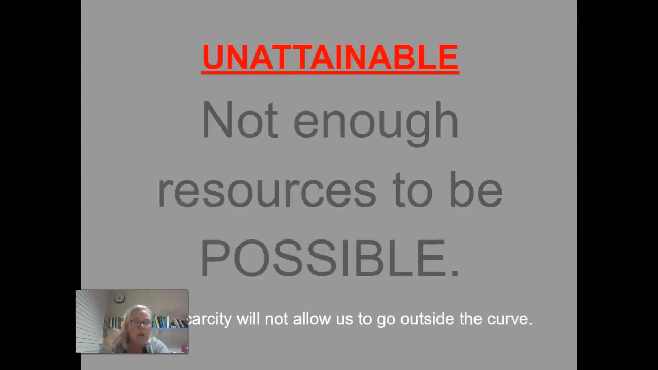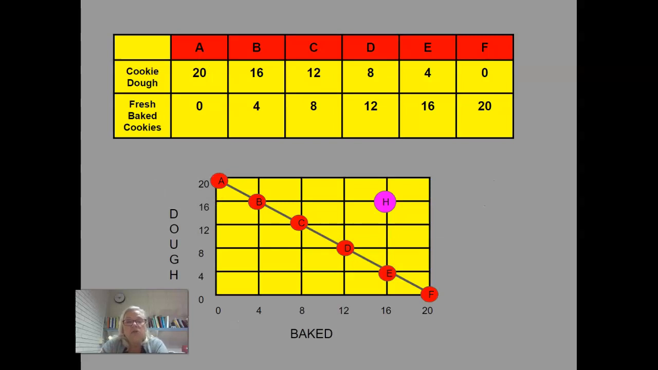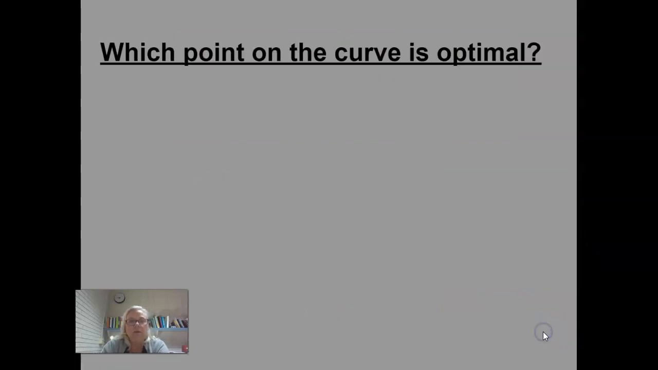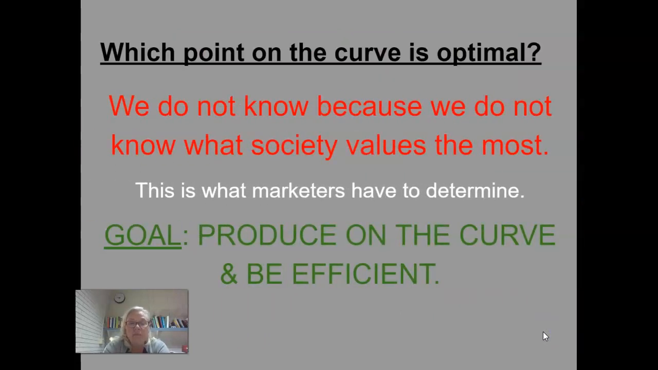Unattainable. This is when we have scarcity that will not allow us to go outside of the curve. So we maybe think we want more of the resource, but we can't have it. So if we look at point H here, we don't have enough cookie dough or enough baked cookies to make 16 balls of dough and 16 cookies. It's outside of the production possibilities curve. So we call that unattainable. So remember, attainable down here was point G. Point H is unattainable.